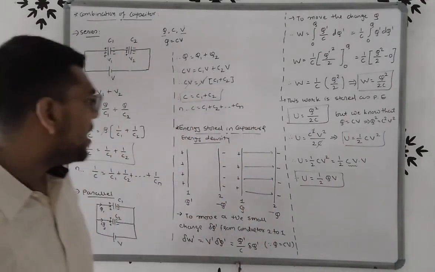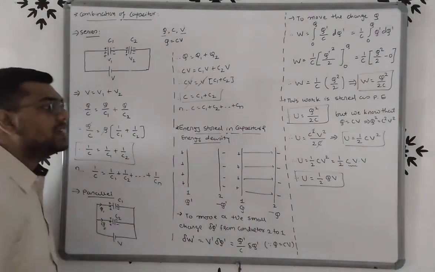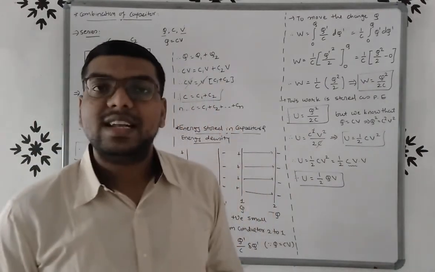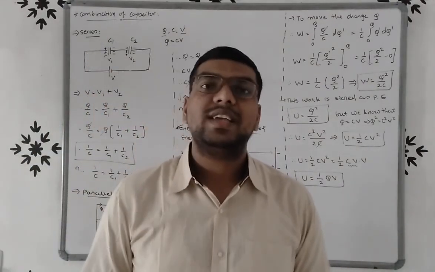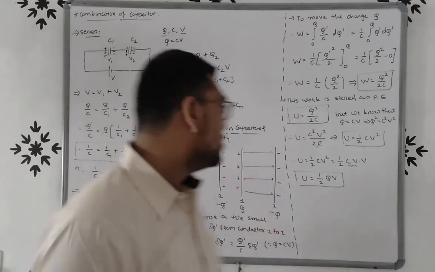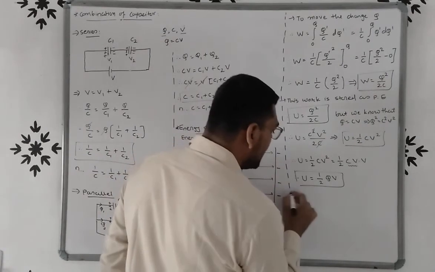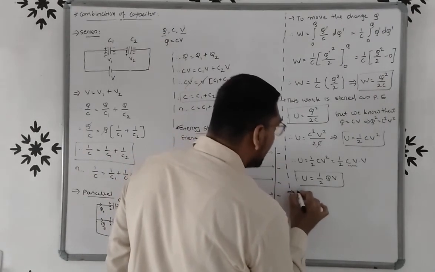Now we have to derive the equation of energy density. Now what is energy density? Energy per unit volume is known as energy density. So for this we use the equation U is equal to Q square by 2C.